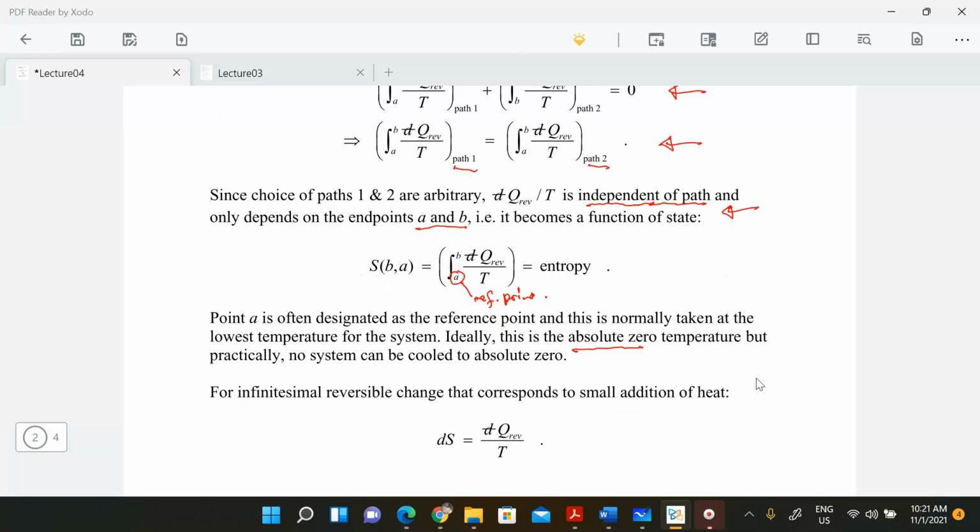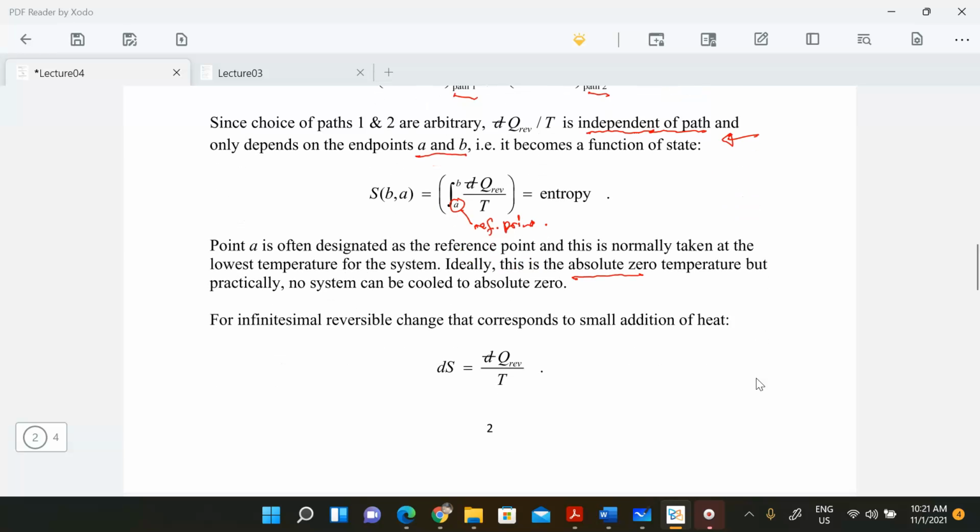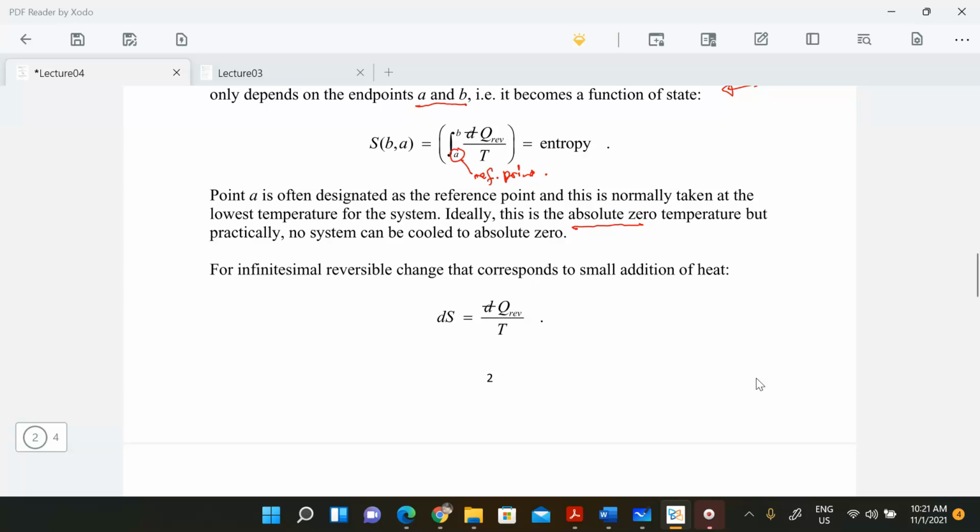So as I said, we can do this infinitesimally. So we can see the infinitesimal change of entropy, given by this quantity of heat at the temperature T.